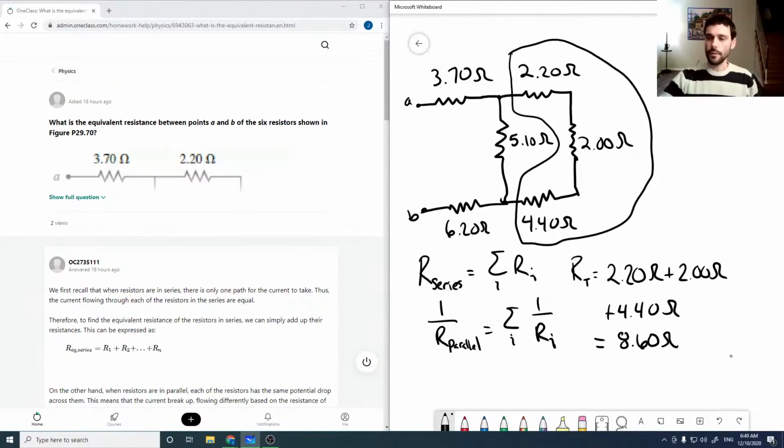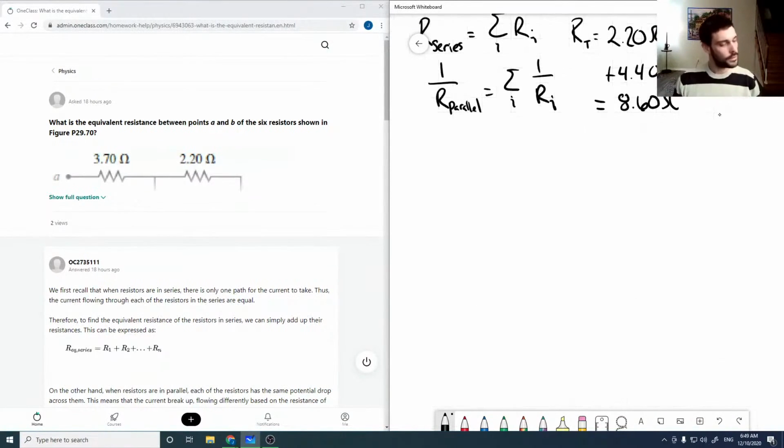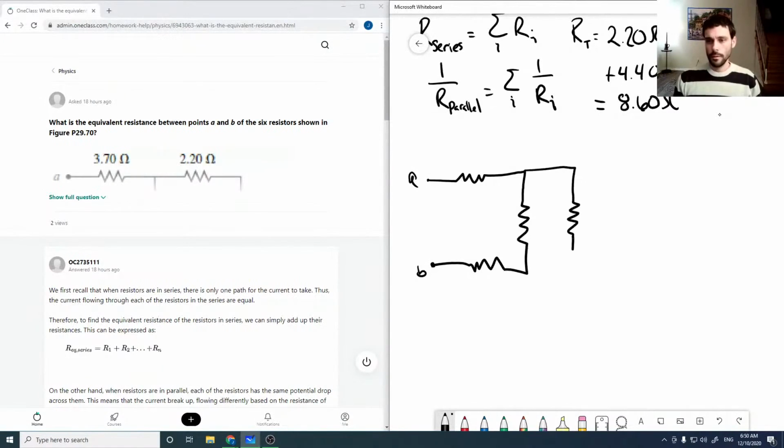And so we can redraw the figure as something like this. So we've got, and so we've collapsed those 3 resistors into 1, and so we've got this 5.10 ohms, and then this 8.60 ohms, 3.70, and 6.20.